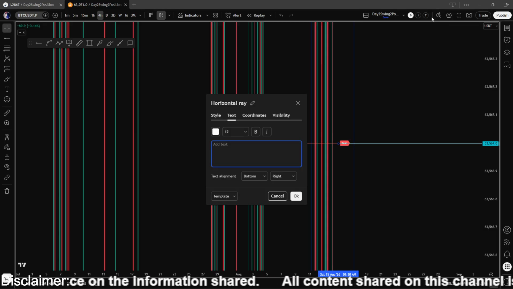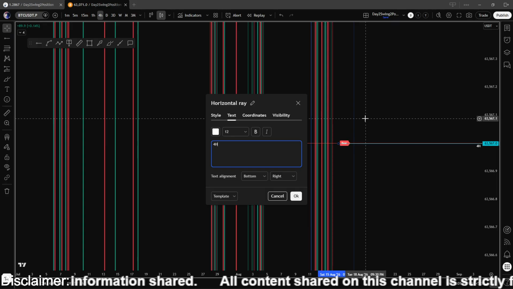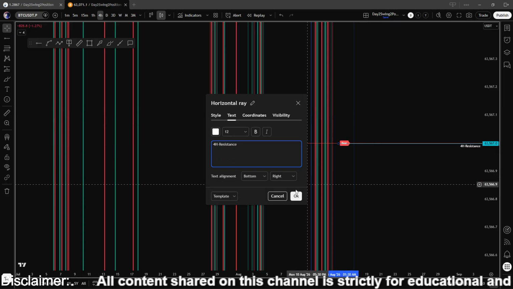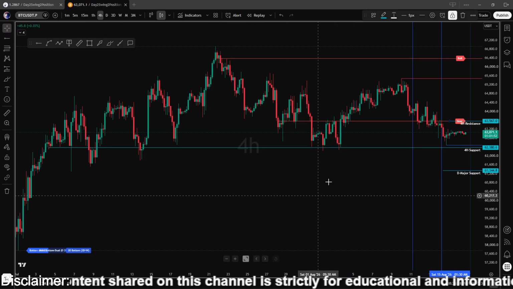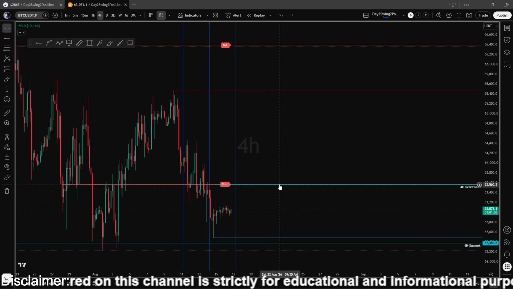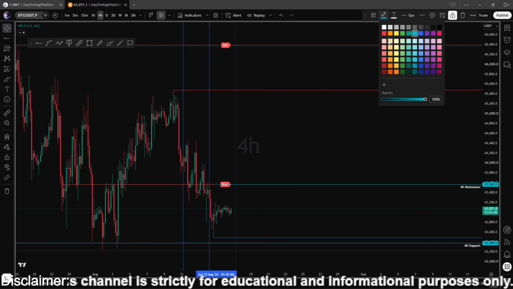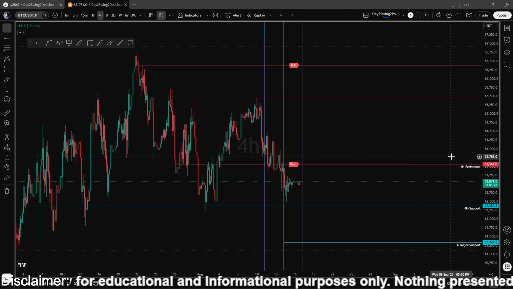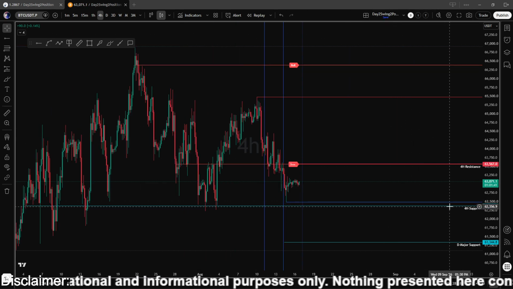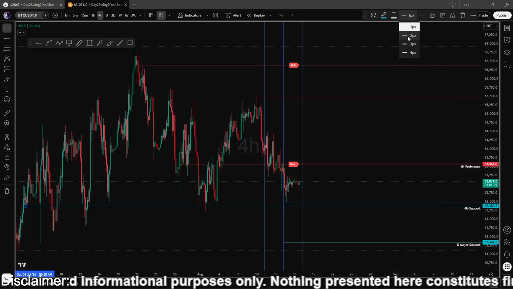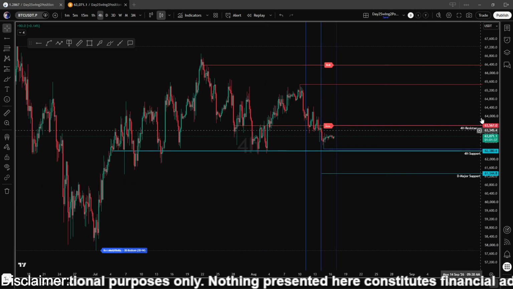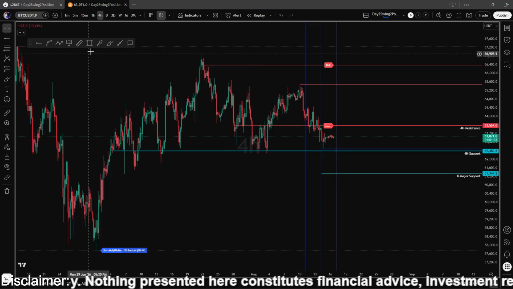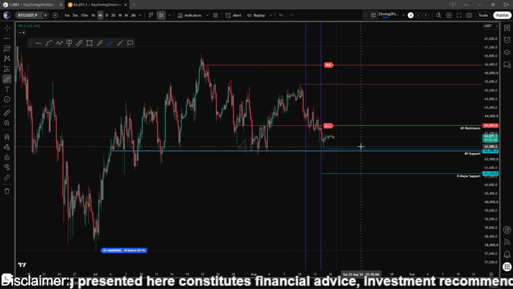Bring it front, and let's point out this 4 hour resistance and support. So in this 4 hour time frame, there are two price levels which we should be focusing on. The first one is this 4 hour resistance, and this one is the 4 hour support. These are the two levels in the 4 hour time frame. The BTC has to do something about these levels.